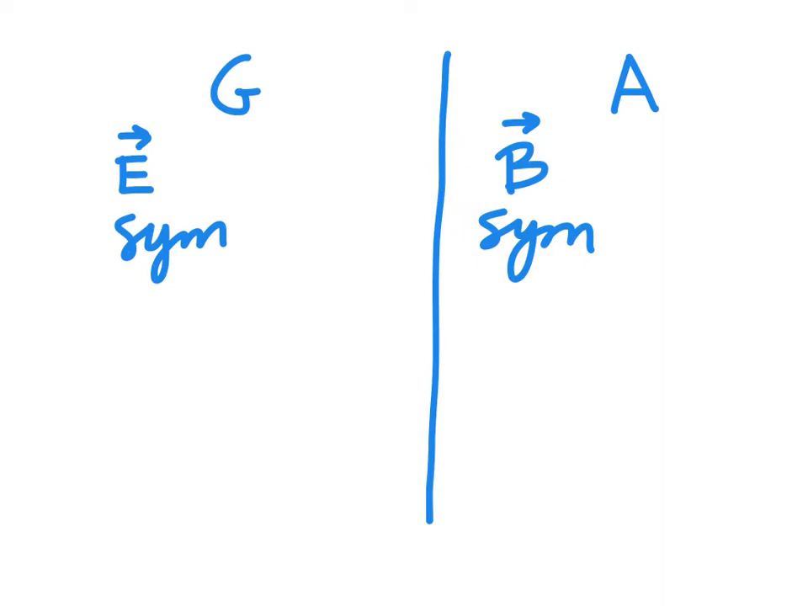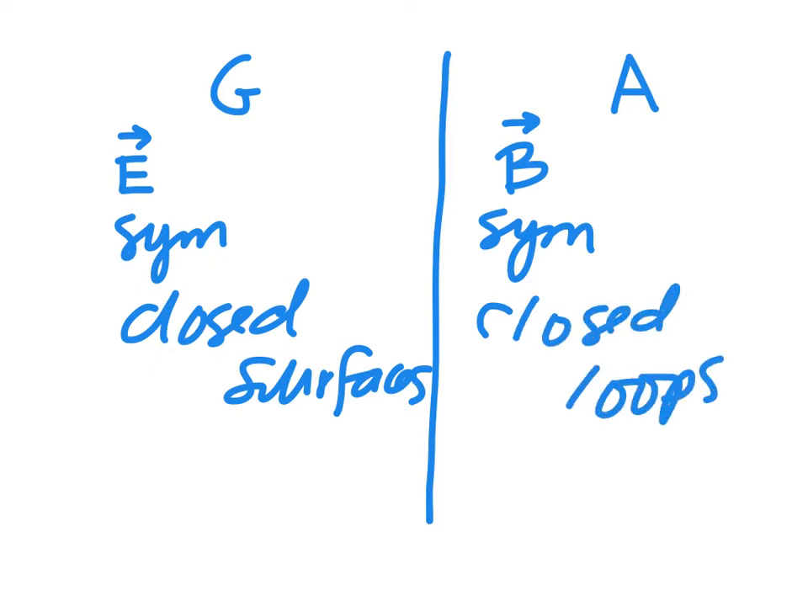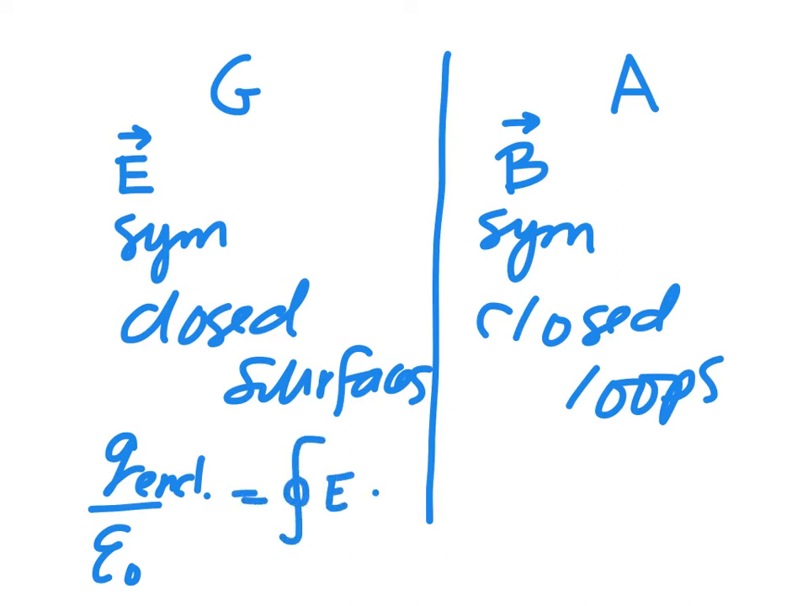Gauss's law uses closed surfaces, and Ampere's law uses closed loops. Alright, the charge enclosed over permittivity of free space, which we've reviewed again recently, that's enclosed charge, remember it's not the total charge necessarily, is equal to the surface integral of the E, the electric field, times the dot product of the surface vector. Alright, and that's a closed surface integral.